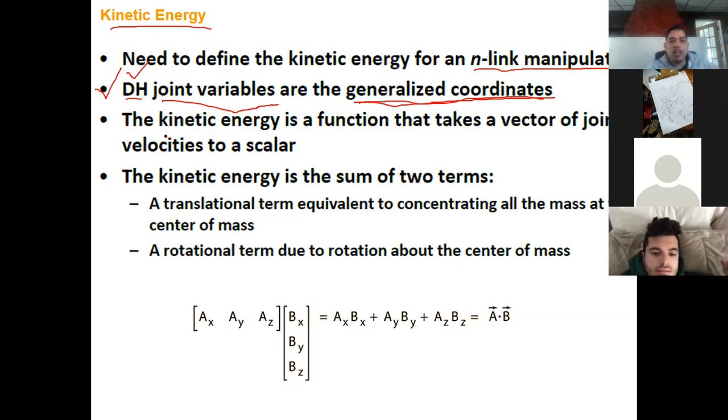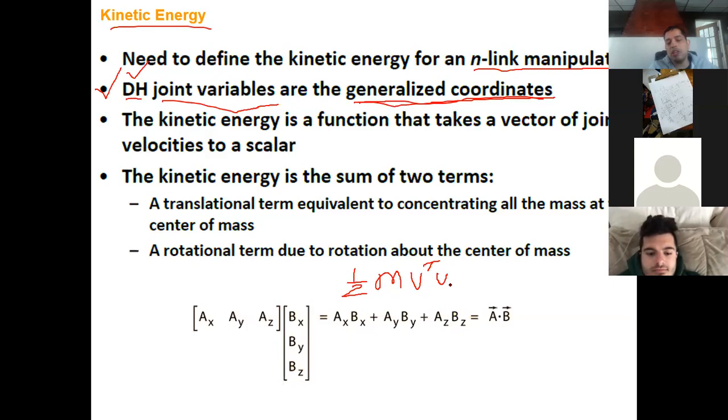Now kinetic energy is 1 over 2 m v squared, right? So if you want to do the kinetic energy, it's 1 over 2 m v squared. So how do you write v squared in the vector form? So v transpose and v. That's how you write it, right? V squared, in matrix form, this is how you write.